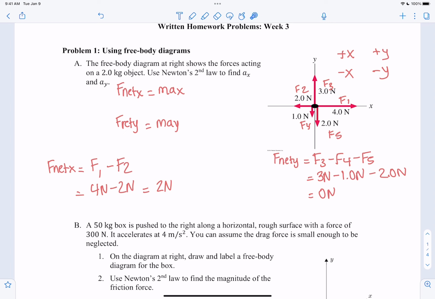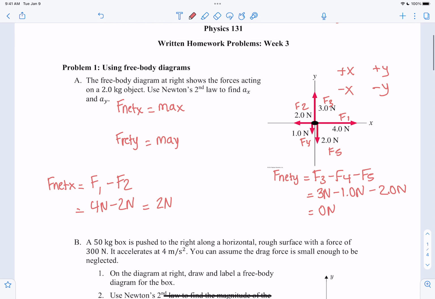Now we've got our net force components X and Y. All we have to do now is set them equal to MAX and MAY to figure out AX and AY. So those are the two variables we're trying to solve for. If we know that F net X is equal to 2 newtons, I can go ahead and erase this and say that F net X is equal to 2 newtons, and that's equal to MAX, right? And this is equal to 0 newtons, and this is MAY.